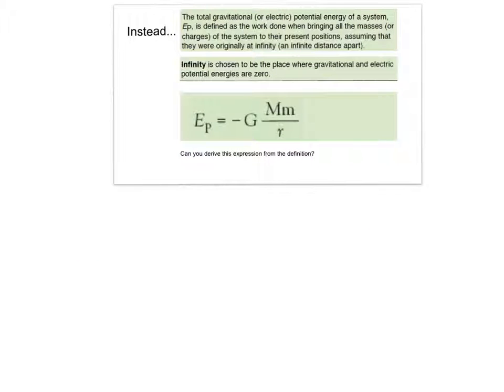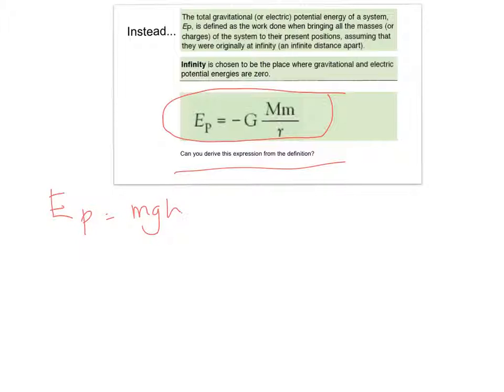This is our final relationship then for potential energy. Can you derive the expression from the definition? Using, in fact, our basic idea for potential energy, but adapting it to these new conditions. Try deriving a new expression from here and see what you get.